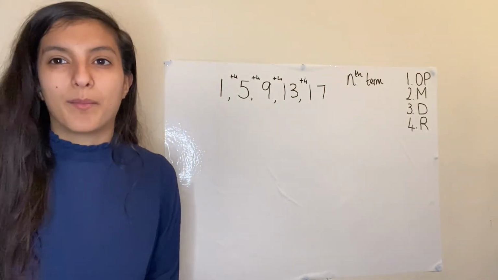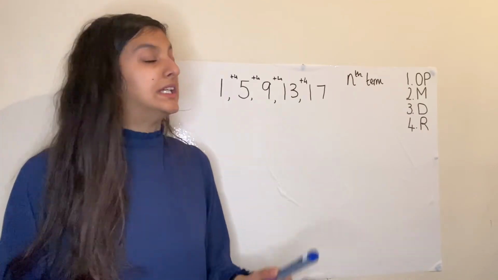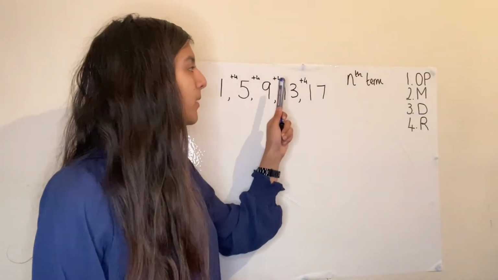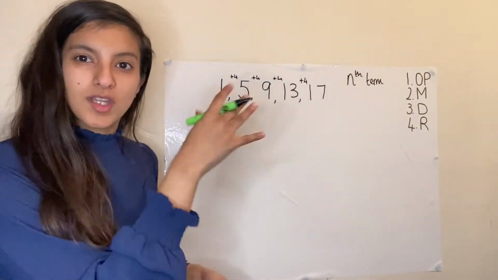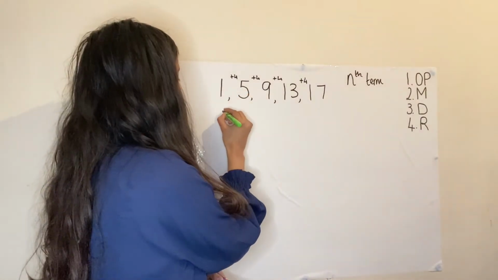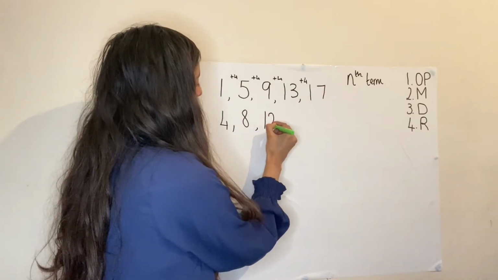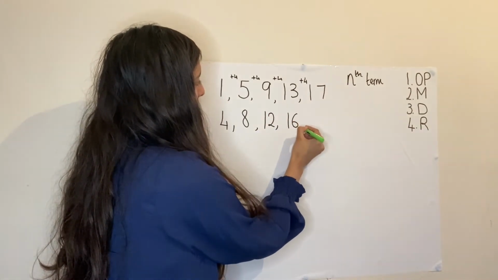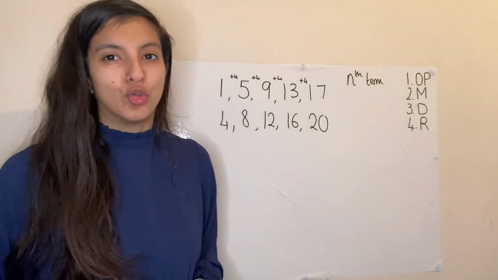So now I've looked at my original pattern, I can do step number 2, which is work out my multiples. Now because all my numbers are plus 4, I know that my multiples are also going to be in the 4 times table. So just directly underneath, I can write down my 4 times table, which is 4, 8, 12, 16 and 20. So now that's step number 2 done.